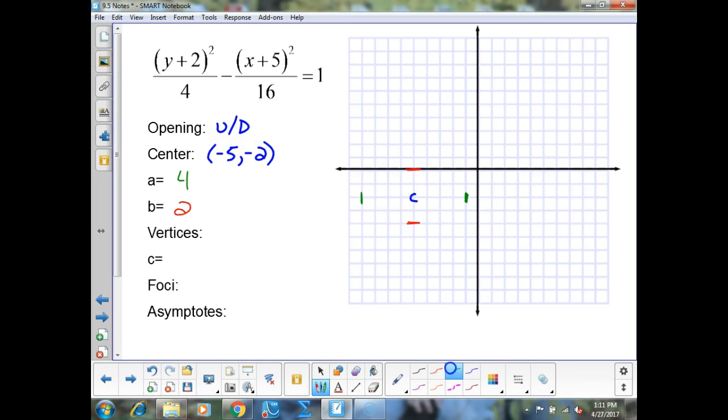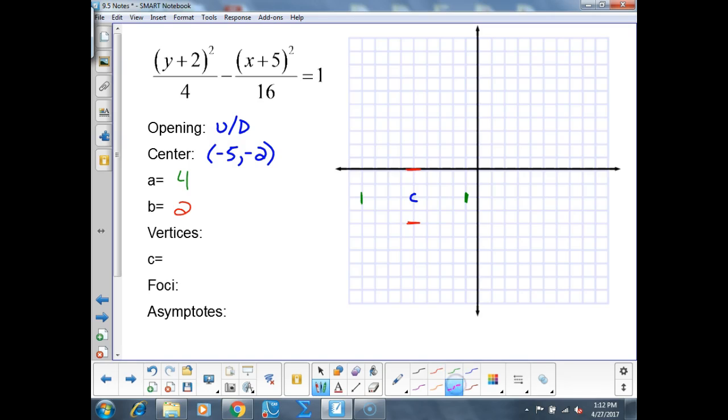Explain why. Because I thought A. What, Wesley? Why is A 4? Because A is underneath the x squared. In ellipses, a squared is the biggest number. In hyperbolas, a squared is underneath the x squared term. I know I did wrong. Okay, so it's not just that.